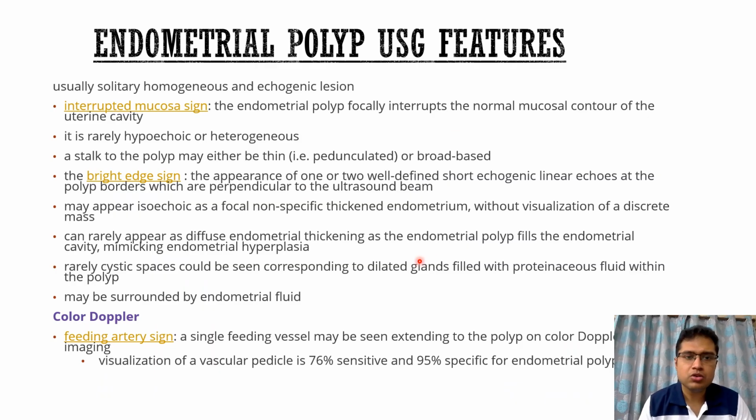These are some features of the endometrial polyp on ultrasound, that is the interrupted mucosa sign. The polyp focally interrupts the normal mucosal contour of the uterine cavity, usually a solitary homogeneous echogenic lesion, with a bright edge sign, and it may also mimic endometrial hyperplasia when it fills the endometrial cavity, but you can definitely differentiate it with the help of the feeding artery sign or vessel sign, which was seen in our case, where a single feeding vessel may be seen extending to the polyp on color Doppler.